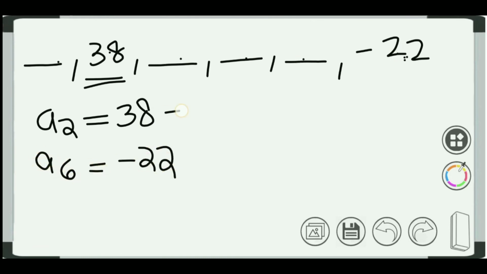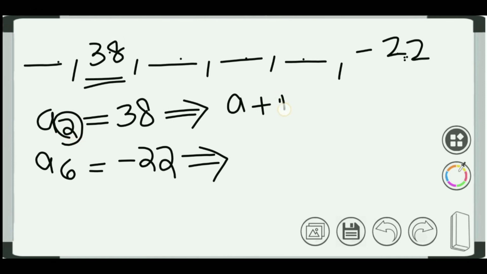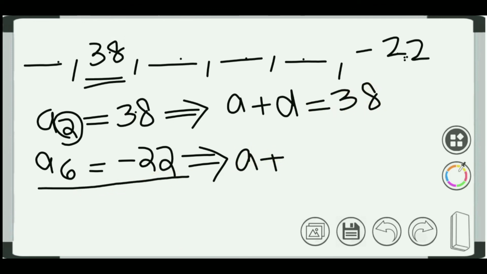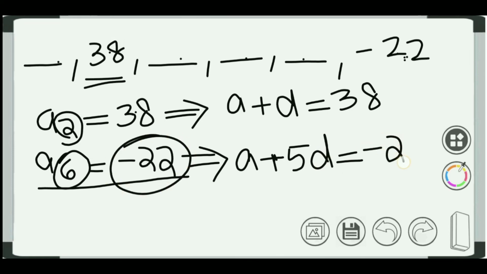You can expand it in the form A plus n minus 1 into D. So I am writing this. A plus n is what? This one, 2. 2 minus 1 into D. What is 2 minus 1? 1. 1 into D, D. So A plus D is equal to 38. And this one I am expanding. A plus n is what? This one, 6. 6 minus 1, 5 into D equal to what? Minus 22. Now you got two equations. Again you can solve it by using the elimination method.